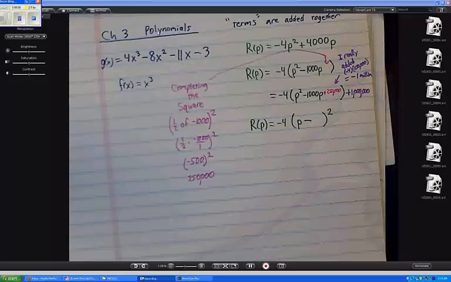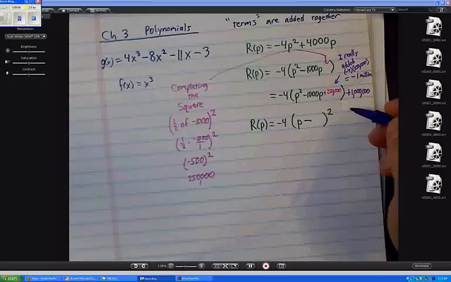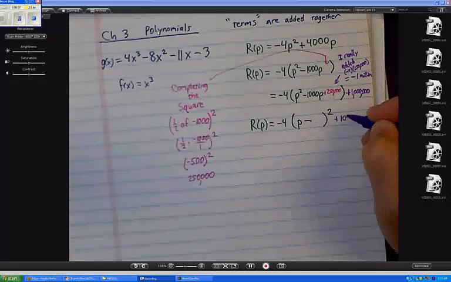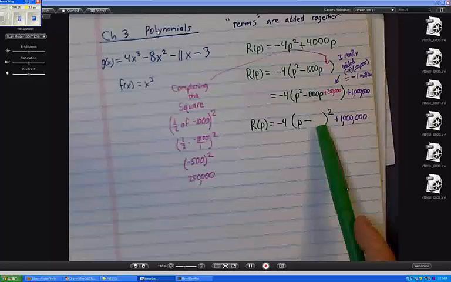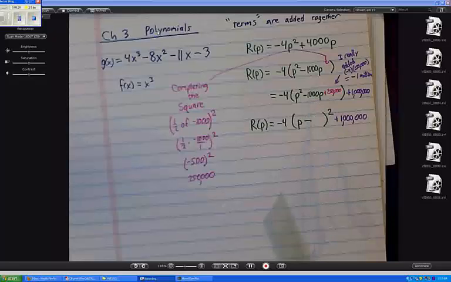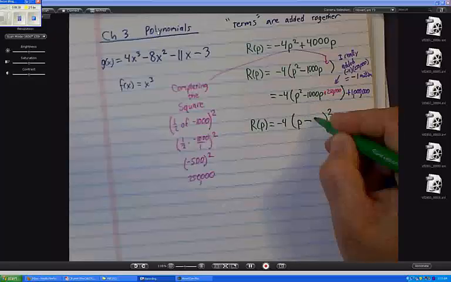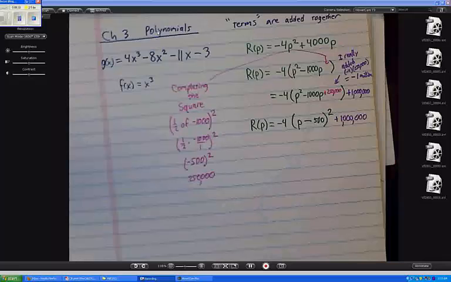Okay? Thank you. So the final answer, I guess, I'm going to have a plus 1 million here. Okay? And what goes in here now? Ooh, what goes there? Do you know? Yeah, that's where the negative 500, we should put a 500 there. It's half of the coefficient. And if you square 500, of course, you would get that 250,000.